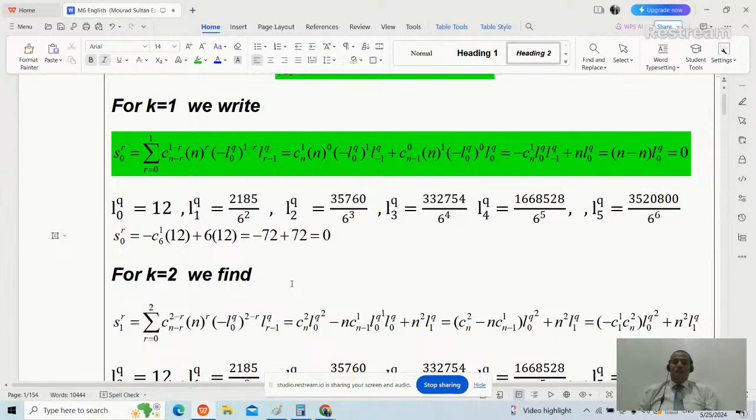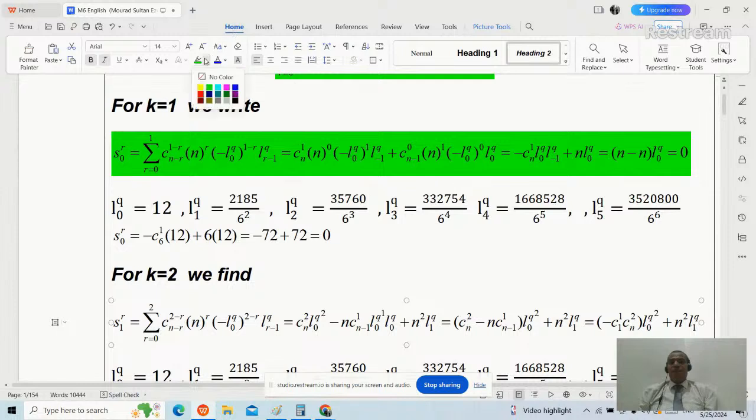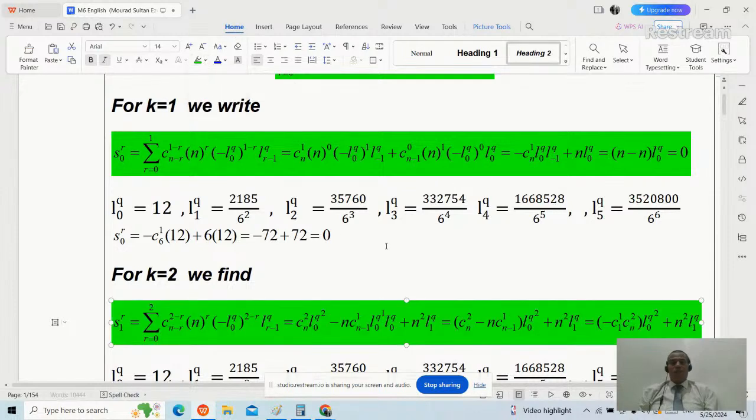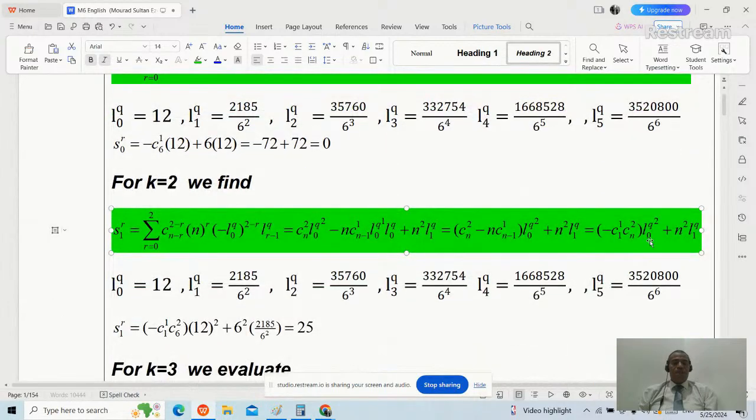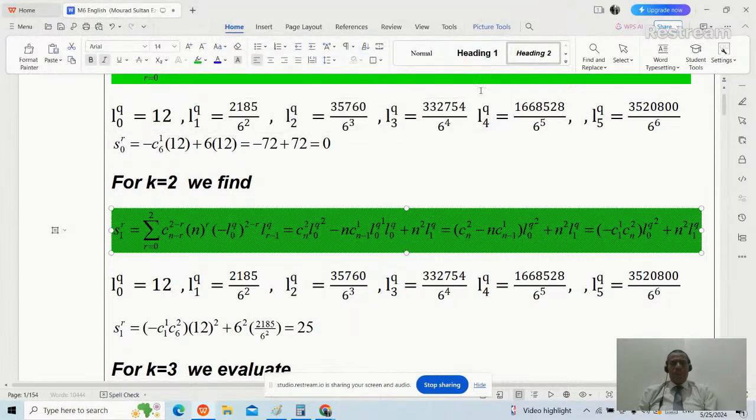Now we are going to set k equal 2 to find S1 of x over q. Here, learners, it is very important for you to use this discriminant formula. I will just make this big. I will just come here, Mr. Mourad. Okay, no problem.